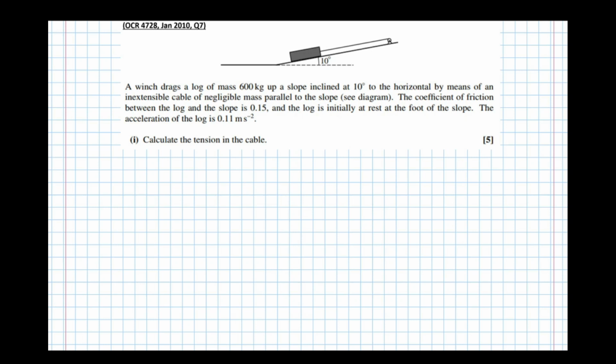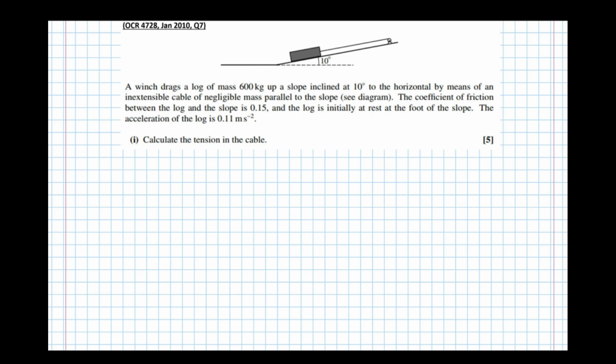In this video we're going to have a look at forces on a slope, but in particular ones involving the coefficient of friction. So the question says here, a winch drags a log of mass 600 kilograms up a slope inclined at 10 degrees to the horizontal by means of an inextensible cable of negligible mass parallel to the slope. So that's just describing what's in the diagram.